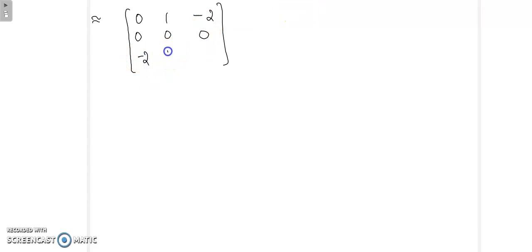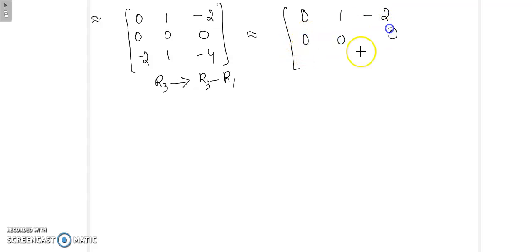Minus 2, 1, minus 4, and again you can simplify if you want. So you can take R3 goes to R3 minus R1, so that is 0, 1, minus 2, 0, 0, 0, then minus 2, 0, minus 4, minus 2.